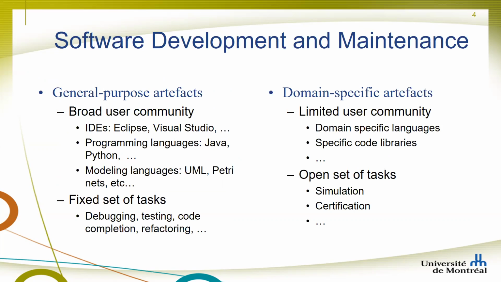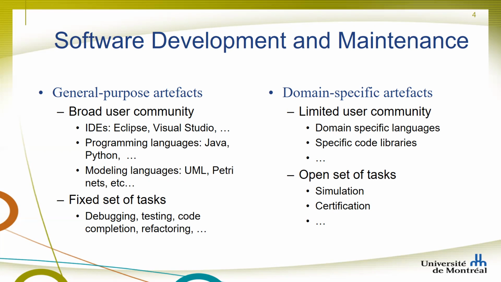General-purpose artifacts have broad user communities. So we're talking about programming languages, IDEs. We are talking about modeling languages. All these things, almost anybody in computer science knows about these things, and most of us use them daily. So we have a lot of conferences, a lot of journals, we have papers, we have researchers, and all these people are producing this knowledge and keeping incrementing, adding to the automation of these things.